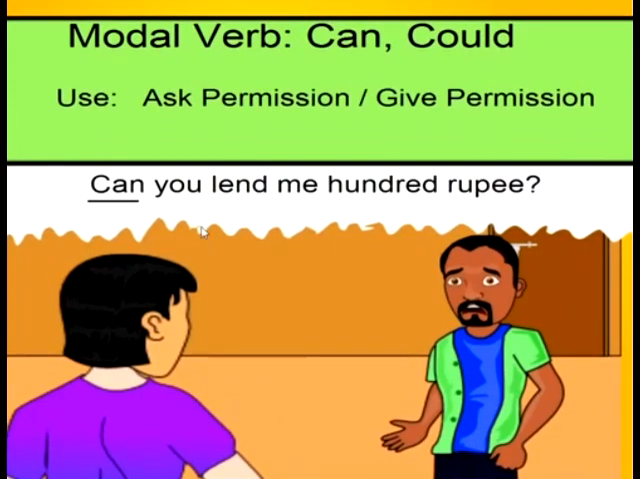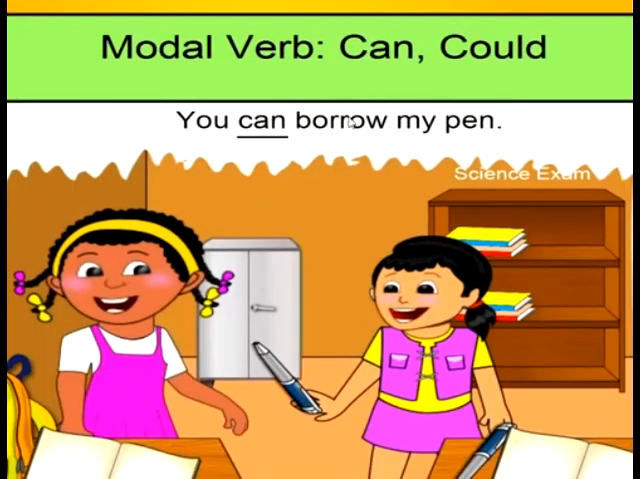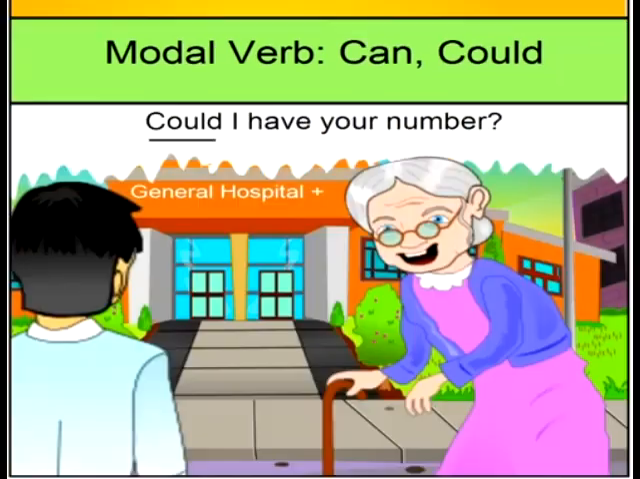Now let's look at a third use. Can you lend me 100 rupees? Here you're asking for his permission to lend you 100 rupees. You can borrow my pen. Here she's giving you permission to borrow her pen. So it expresses giving permission.